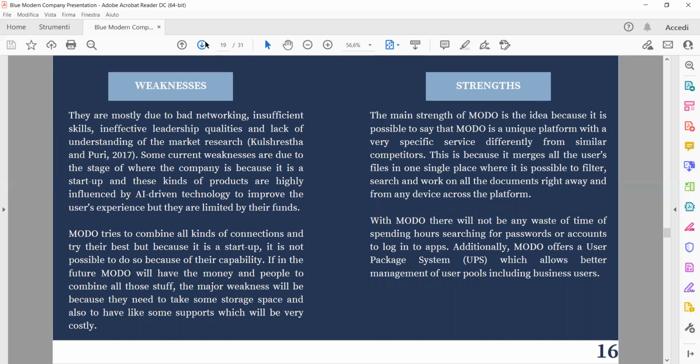Some weaknesses are due to the early stage the company is in, as it is a startup, and these kinds of products are highly influenced by artificial intelligence-driven technology to improve the user's experience, but they are limited by their funds. The main strength for MODO is the idea itself, because having a unique platform with specific services differs from competitors. This will help users to reduce the waste of time when looking for specific files, because it is possible to filter and work on all the documents immediately from any device across the platform.